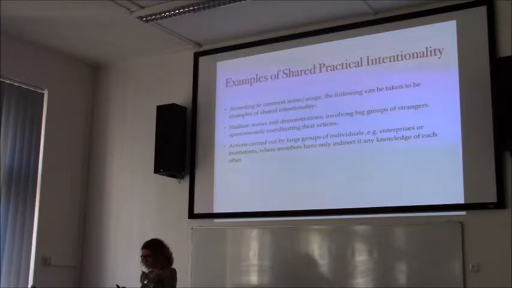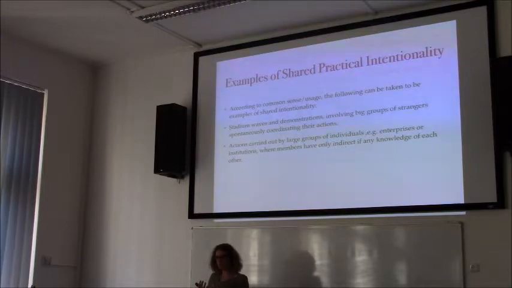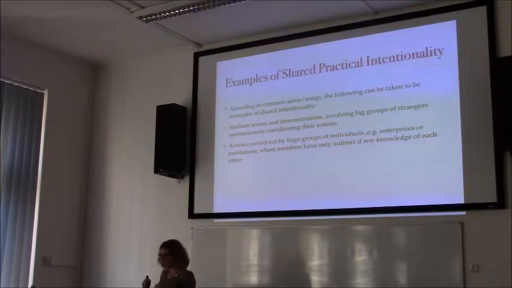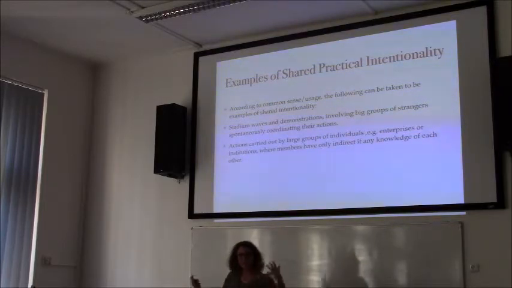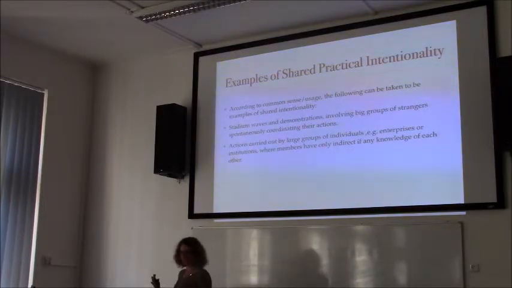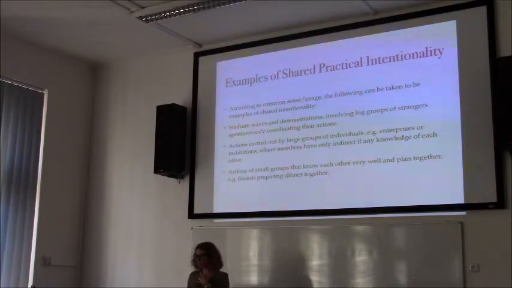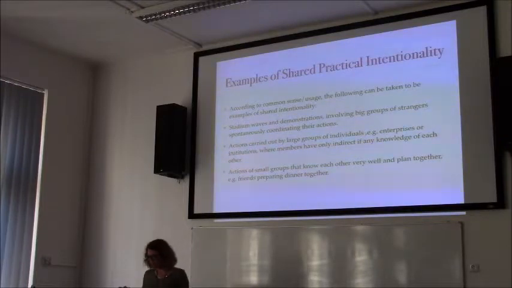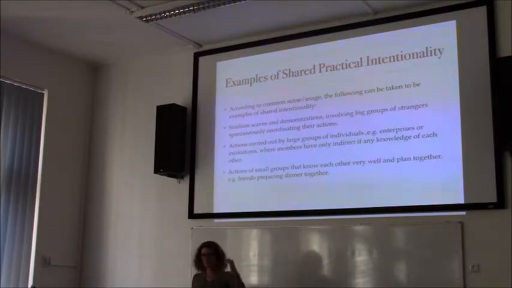A different example is actions carried out by large groups of individuals, like enterprises or institutions, where members have only indirect, if any, knowledge of each other. This is different from the previous one, because in the previous one people are in the same situation, they are seeing each other. In the second case, they are not. Third case: action of small groups that know each other very well and make a plan together to do something, for example, friends preparing a dinner together. This is different from the two previous examples, right?